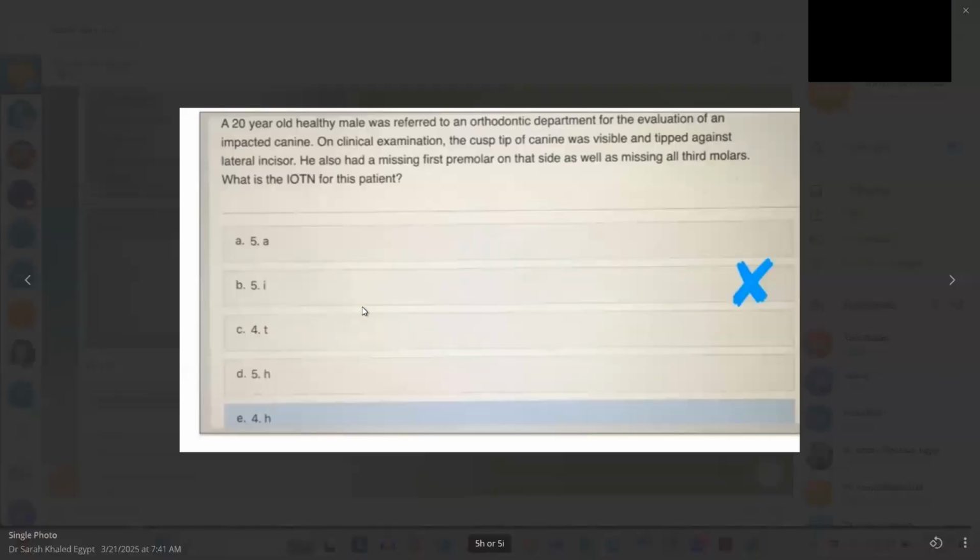A 20-year-old male has been referred to the orthodontic department for evaluation of an impacted canine. On clinical examination, the cusp tip of the canine was visible and tipped against the lateral. He also has a missing premolar on that side as well as a missing third molar. So 4H comes before T. So that's why I selected it.